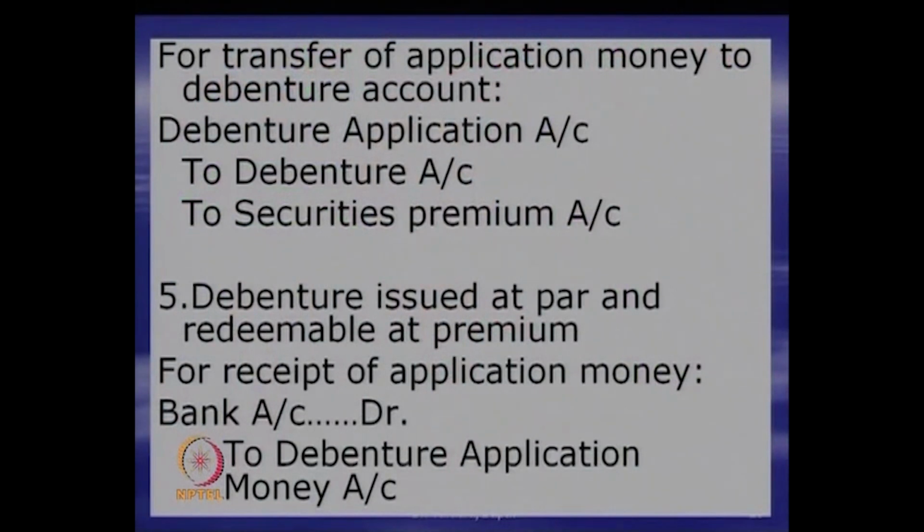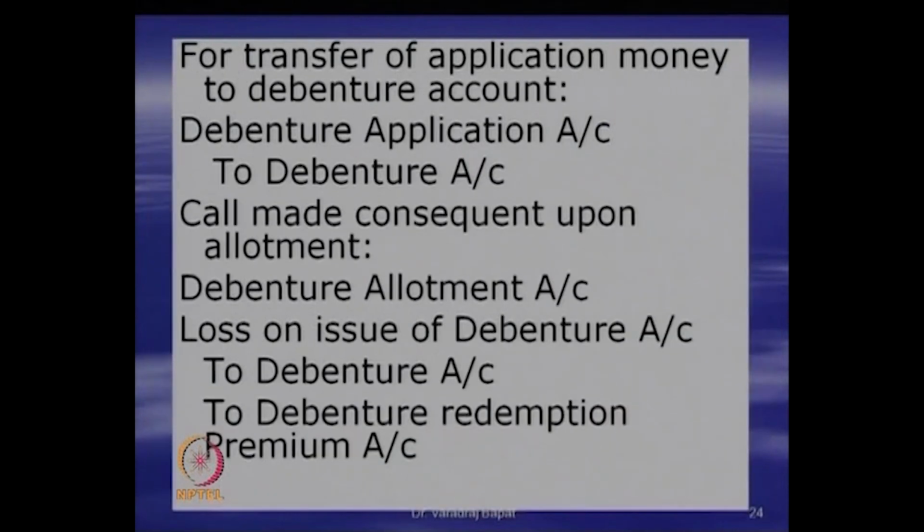Let us see the fifth case. In fifth case, debentures are issued at par and they are redeemable at a premium. Again the first entry is same: bank account debit to debenture application account. Now for the transfer of application money to debenture account, debenture application will be transferred to debenture. So again the second entry also remains the same.